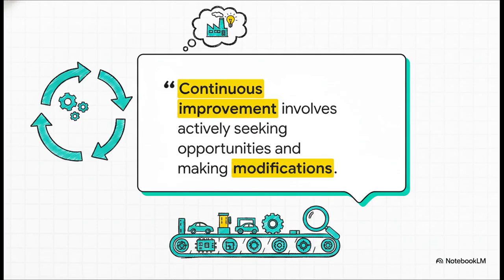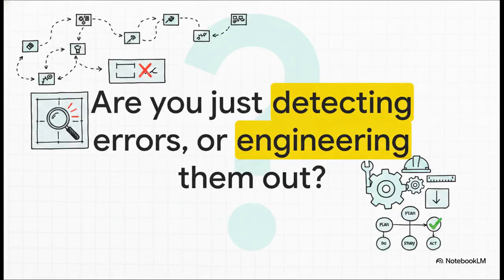Always remember this quote: continuous improvement involves actively seeking opportunities for improvement and making small modifications over time. That perfectly summarizes the core philosophy of APQP. It is the relentless, highly structured pursuit of manufacturing perfection. It's not about being absolutely perfect on day one. It's about having an incredibly solid system that catches imperfections before they ever reach the real world, and then constantly, continuously refining that system.